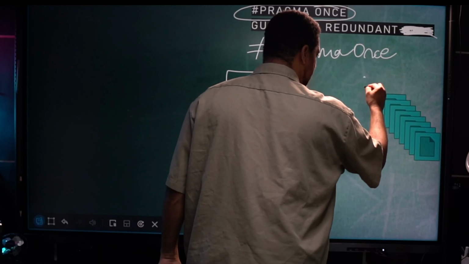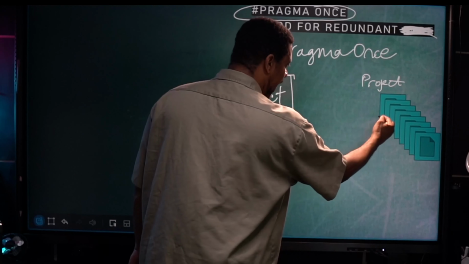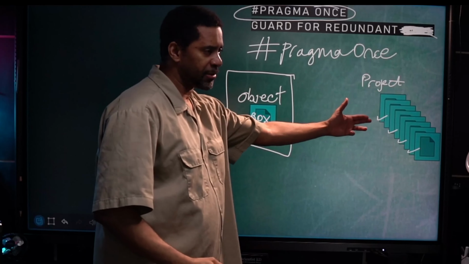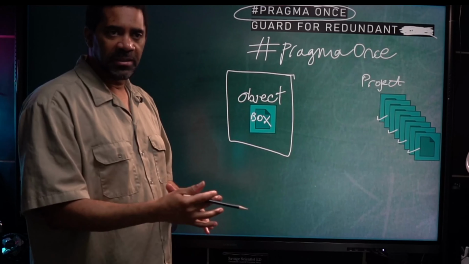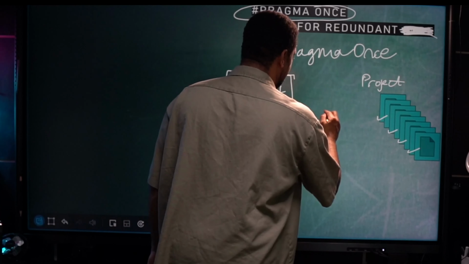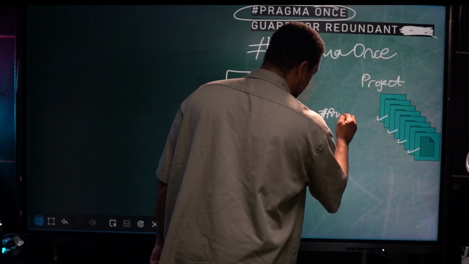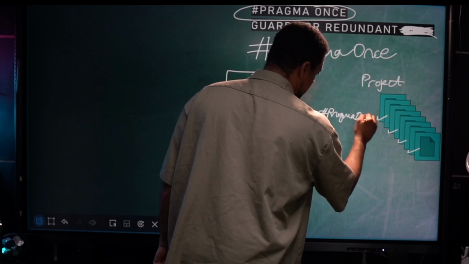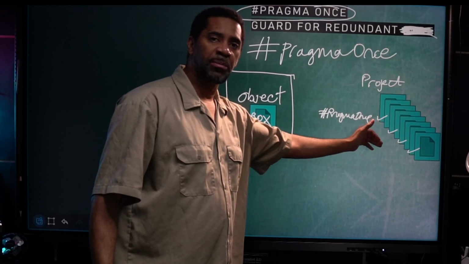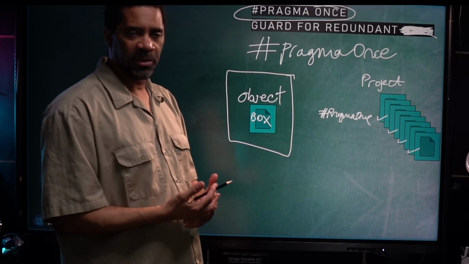So let's say this is our project. And we call in box in 1, 2, 3, 4 of these files. So to avoid having redundant calls to box, we would have pragma once in one of these files. The magic of our pragma once statement happens when we have duplicate calls to our box object like in these other 3 files. They will automatically be ignored because we already have it declared in the file that has the pragma once statement.